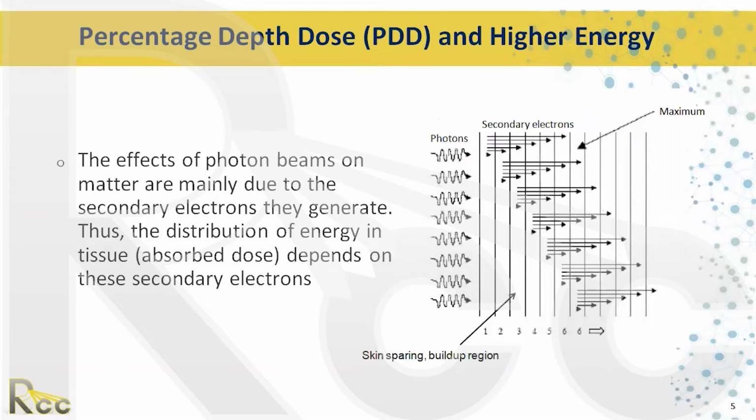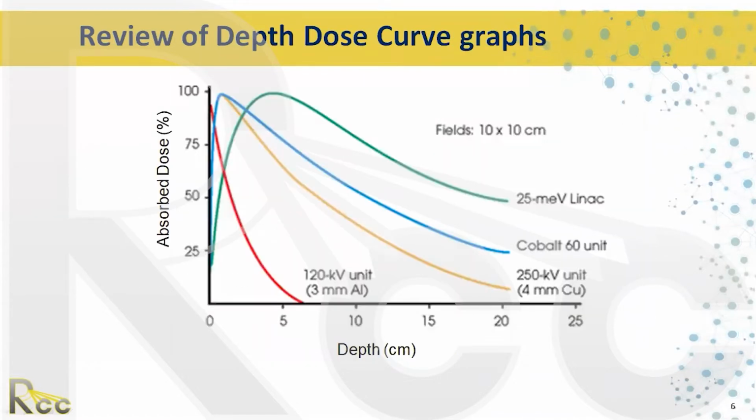As energy increases, there is more skin sparing because the electrons have to travel further to deposit their first wave of dose. This is shown by curves called depth dose curves. And in this slide, you see depth dose curves starting with very low energy, 120 kV, and it goes up to 100%.